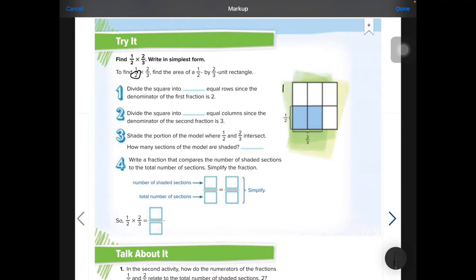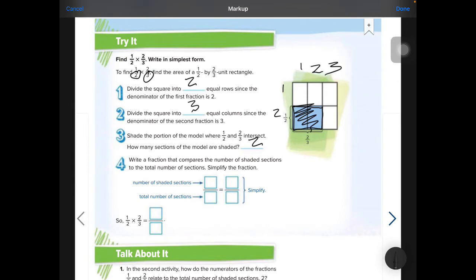Find 1/2 times 2/3, right in simplest form. Again, we have a 2, so there's 1, 2 rows. We have a 3, so there's 1, 2, 3 columns. So divide the square into 2 equal rows, since the denominator is 2. Divide the square into 3 equal columns, since the denominator of the second fraction is 3. Shade the portion where they meet up.